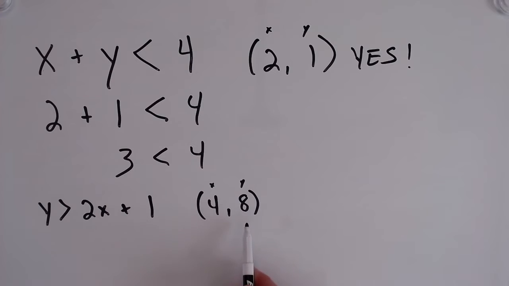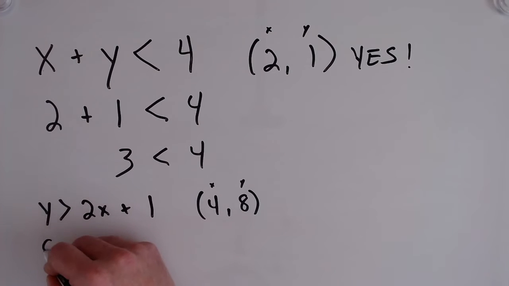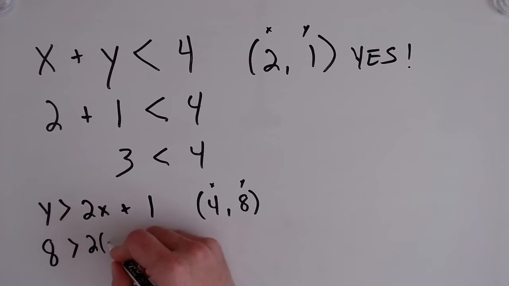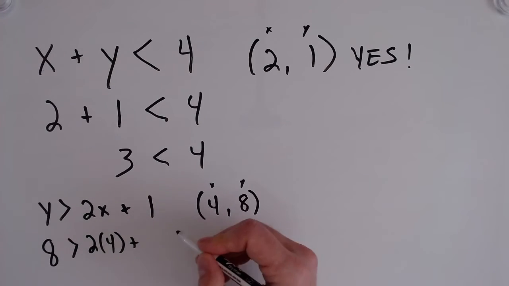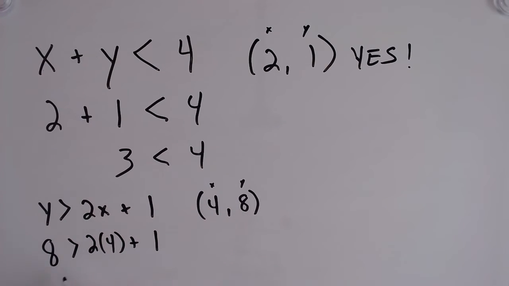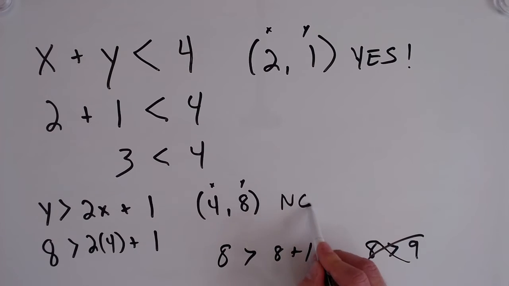So y is 8. So we'll just put an 8 right there. 2 times x, which is 4. So we'll just write it out like this. 8 is greater than 8 plus 1. That simplifies to 8 is greater than 9. Well, that is not true. We don't like that, which means that this is not an ordered pair that would work for this inequality.